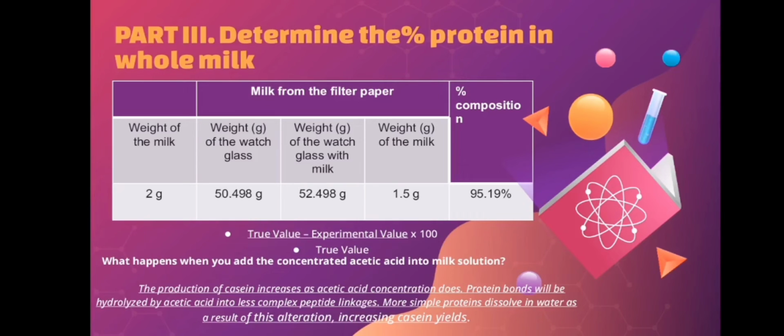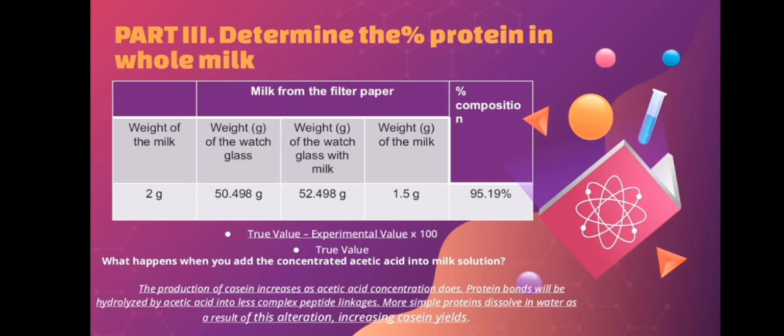So to get the percent composition, we have to determine the true value minus experimental value divided by true value times 100. So the percent composition of the milk from the filter paper is 95.19%.